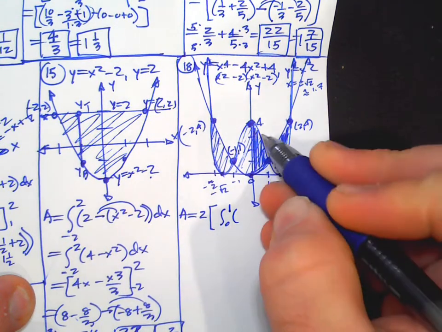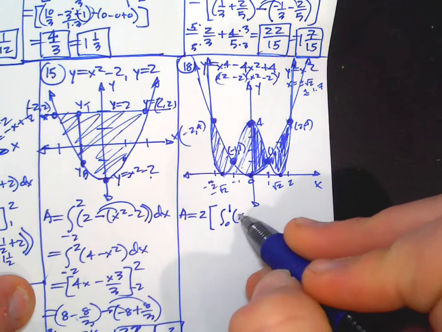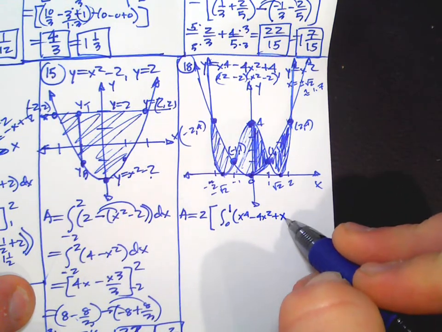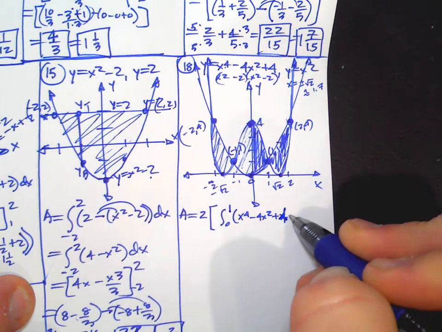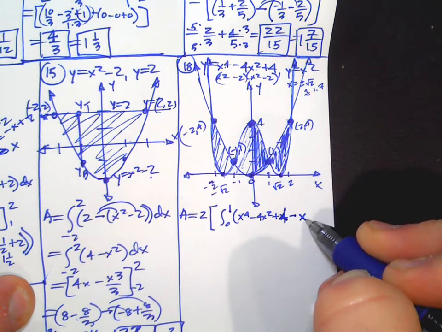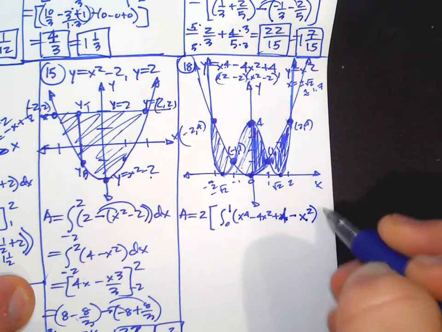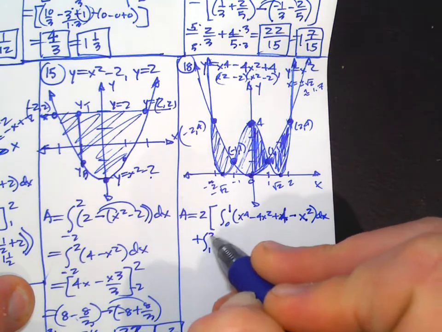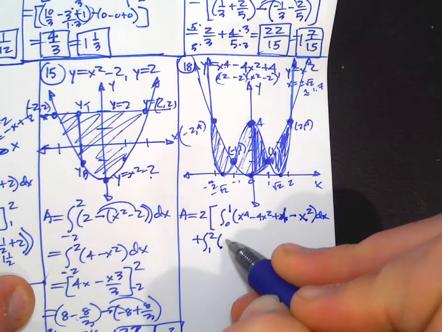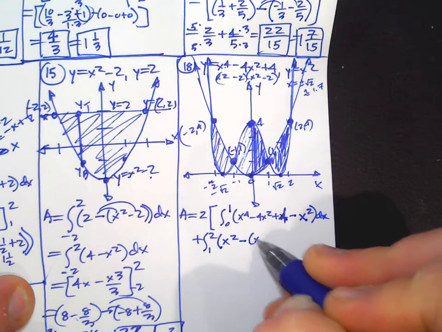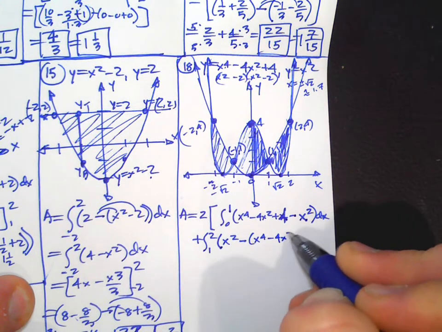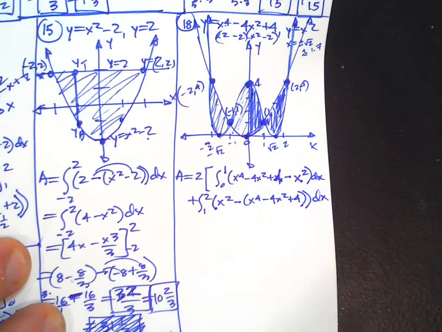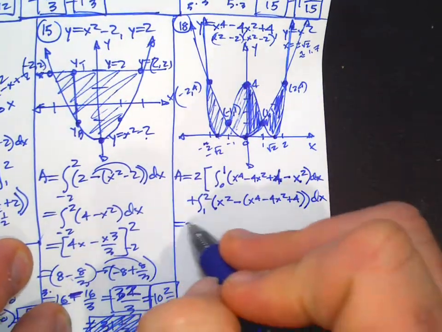Now the one on top is the quartic, x to the fourth minus 4x squared plus 4, minus the bottom one, which was the parabola, x squared. Plus the integral from 1 to 2, where the parabola is actually the top one: x squared minus the quartic, x to the fourth minus 4x squared plus 4. Make sure you distribute that subtraction. Okay, so that's the setup. Now we just got to get through all of this.